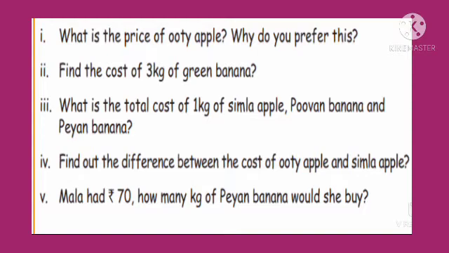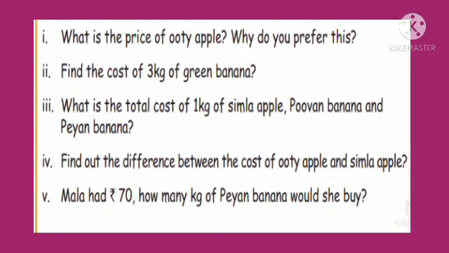Let us see the fourth question, how we are framing. Find out the difference between the cost of Ooty apple and Simla apple. 2 varieties of apple are given, that is Simla apple and another one is Ooty apple. Here we can frame the question like this. Find out the difference between the cost of Ooty apple and Simla apple. The answer will be subtracting 180 from 250. The answer is 70. Now, our fifth question we are framing is, Mala had rupees 70. How many kg of pear and banana would she buy?